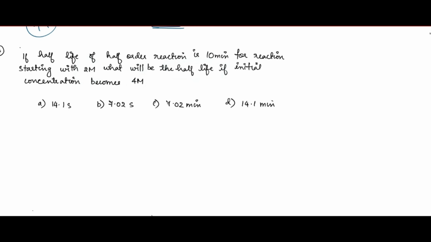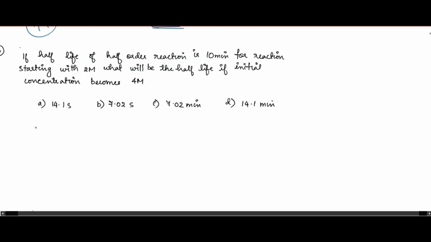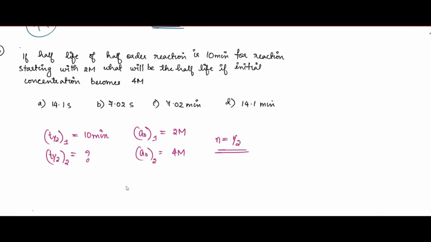Okay, so let me write down the things which are given. They have given that initially T half was 10 minutes. And then T half changes somehow, and we have to find how much it changes. Let's say the initial concentration is 2 molar. When it is 2 molar the T half is 10 minutes; what will the new T half be when the concentration becomes 4 molar? Also, they have given that the order is 1/2. This much data is given.